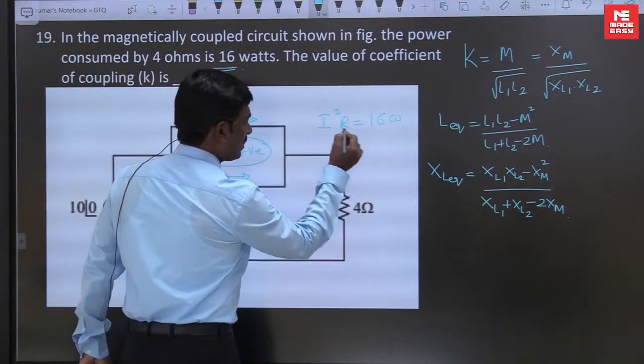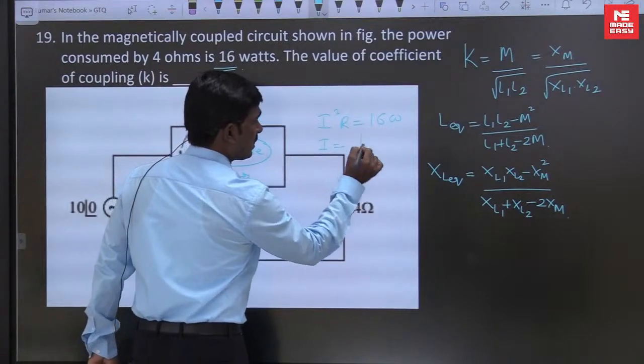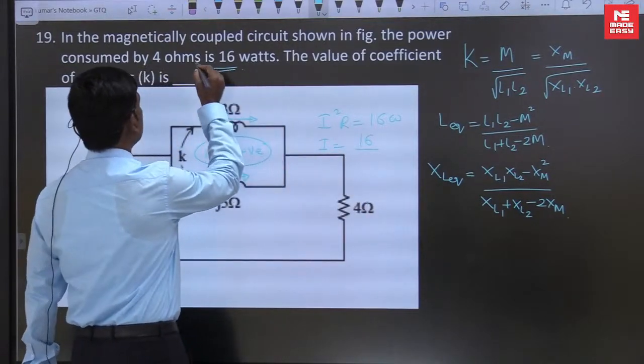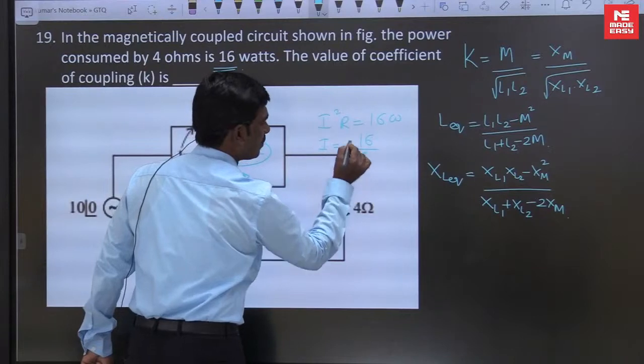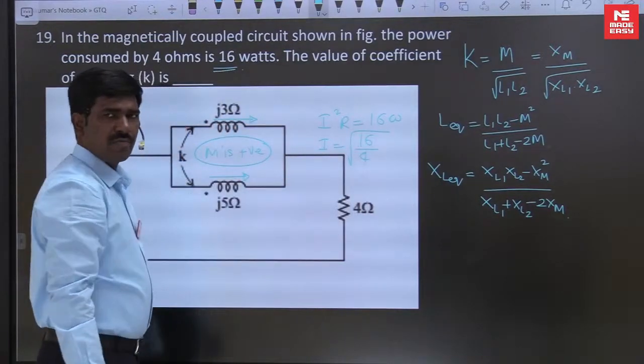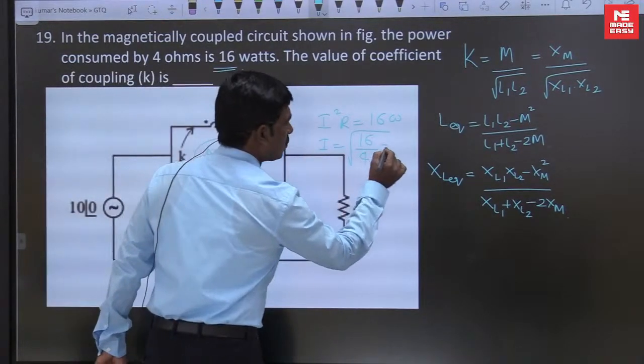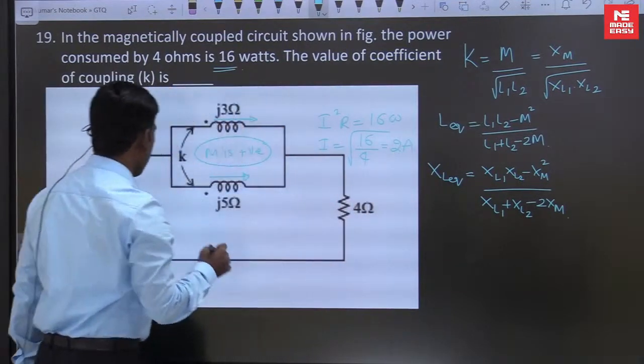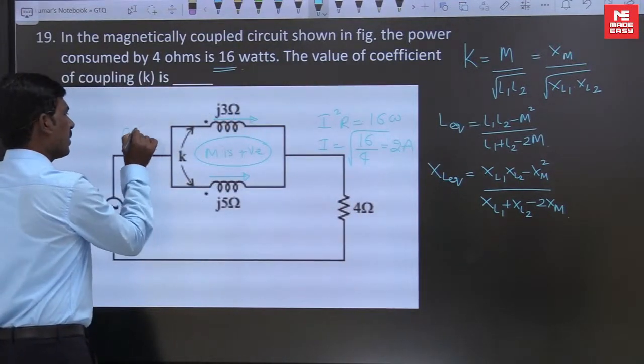R is equal to what? Here the I value, what can it be? 16 upon R value is 4 under root. 16 by 4, 4, and I is equal to how much? 2 amperes. The current in this branch, in this circuit, is 2 amperes.